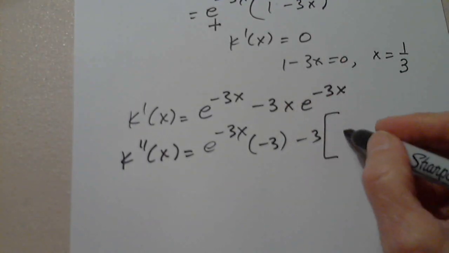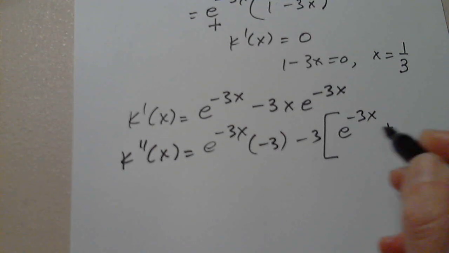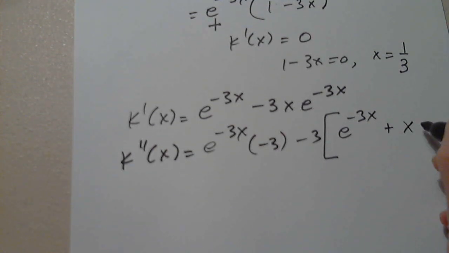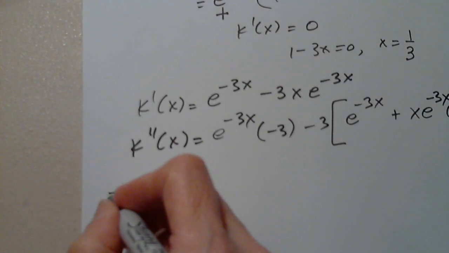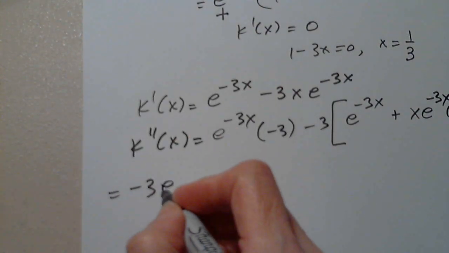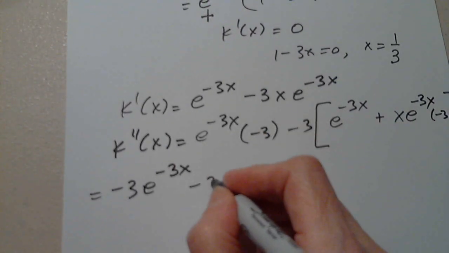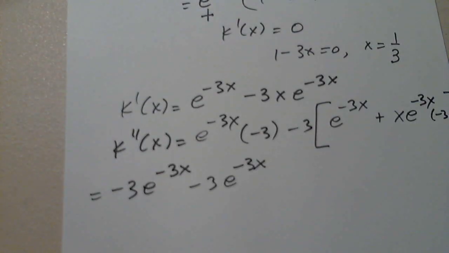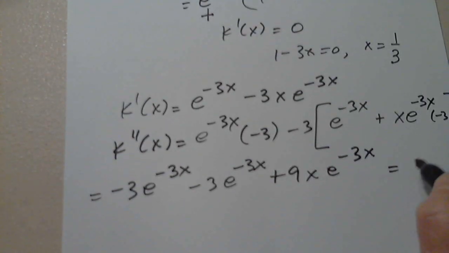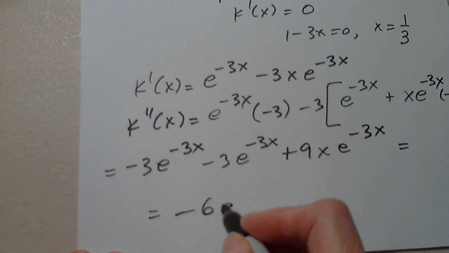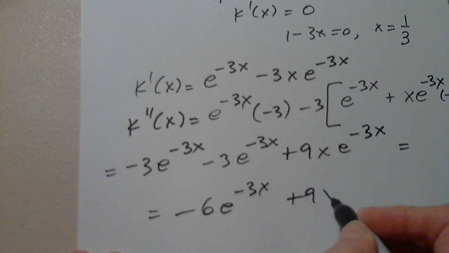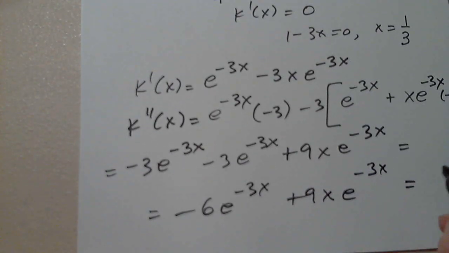So the first function prime is 1 plus x e to negative 3x times negative 3. Okay. Negative 3 e to negative 3x. This times this. Minus 3 e to negative 3x. So negative 3 times negative 3 is positive 9, 9x e to negative 3x. Negative 6 e to negative 3x plus 9x e to negative 3x.